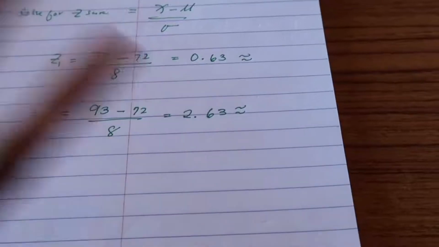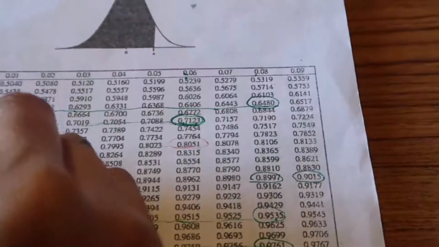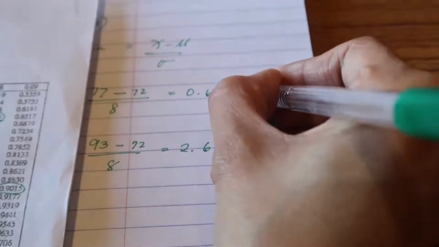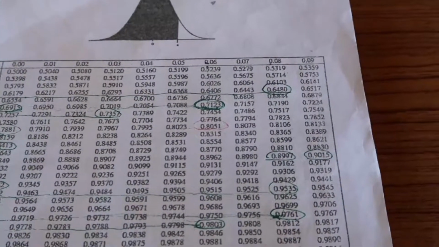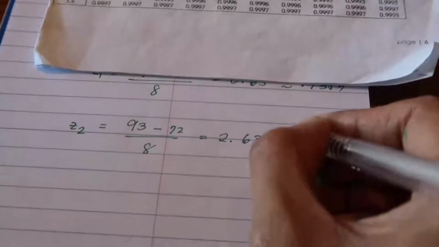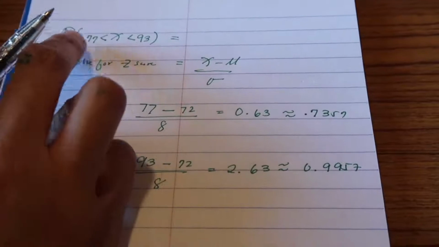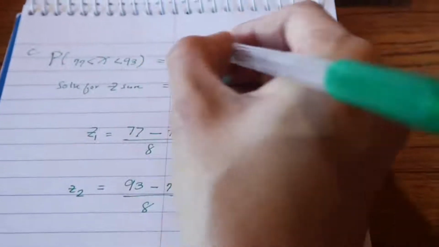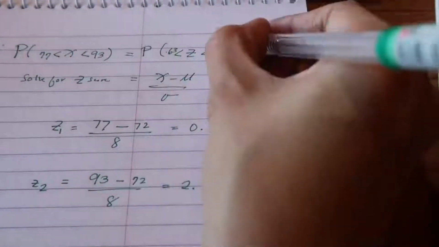And then after that, get the area. If the given is in between, as is, no need to subtract from 1. So 0.63, what's the area of 0.63? That will be 0.7357. Next, 2.63, that will be 0.9957. How do we determine the percentage? The probability that x is greater than 77 but less than 93 is the same as the probability that z is greater than 0.63 but less than 2.63. To determine it, just simply subtract.